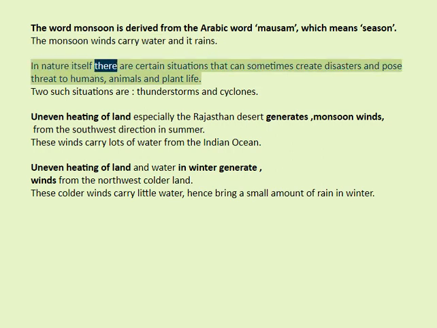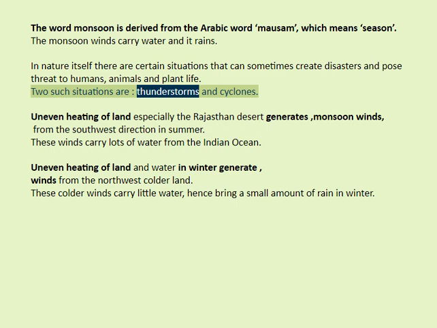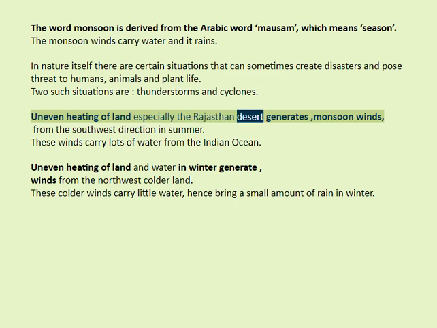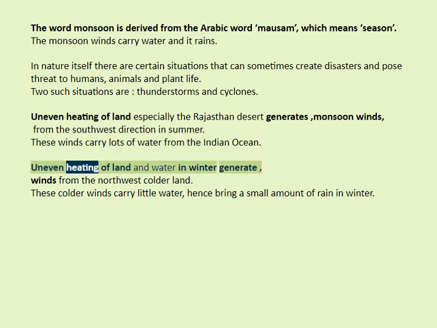In nature itself there are certain situations that can sometimes create disasters and pose threat to human, animal and plant life. Two such situations are thunderstorms and cyclones. Uneven heating of land, especially the Rajasthan desert, generates monsoon winds from the southwest direction in summer. These winds carry lots of water from the Indian Ocean. Uneven heating of land and water in winter generates winds from the northwest colder land. These colder winds carry little water, hence bring a small amount of rain in winter.